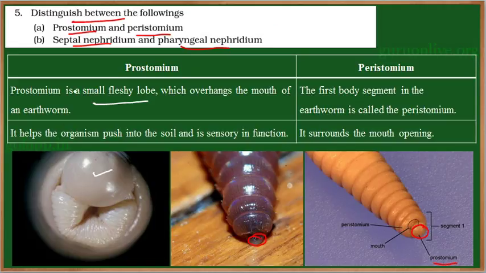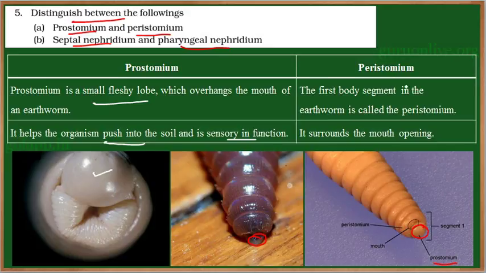The function of this prostomium is that it helps the organism push itself in the soil. Since earthworms dwell in the soil, to move into the soil, they use this prostomium. It helps in movement and also in sensory function. So they help in sensing the environment. All the changes which occur in the environment will be detected by the prostomium.